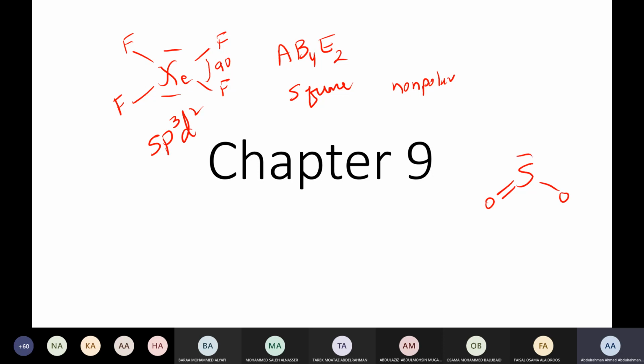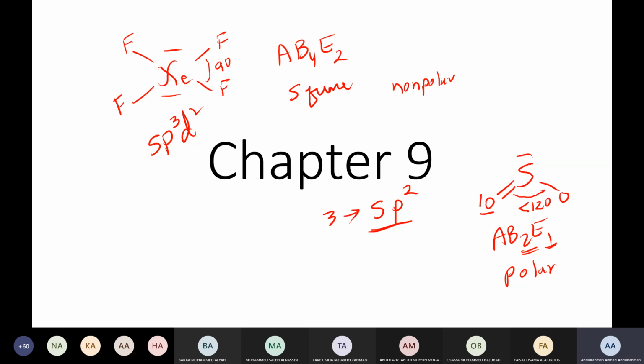Again, what's the electron domain for this molecule? AB2E1. What's the shape of the electron domain? Trigonal planar. What's the angle in here? Less than 120. Is it polar or non-polar? Polar. Now, what's the hybridization of the S? sp2. Why? Because this one plus this one is equal to 3, and 3 is sp2.